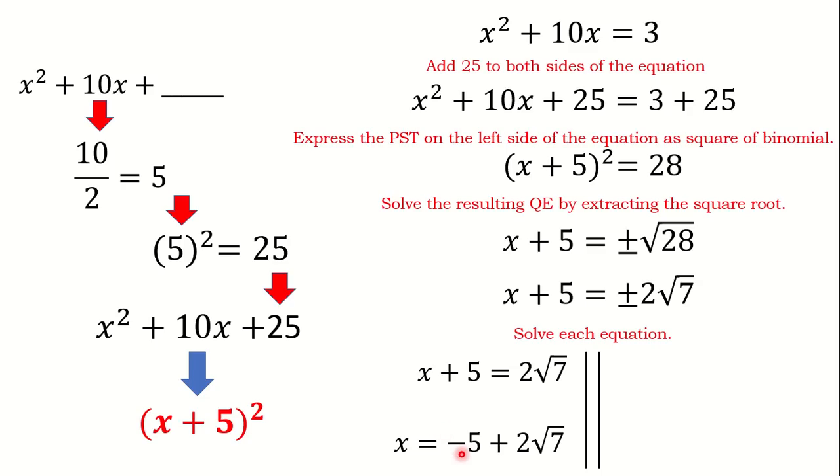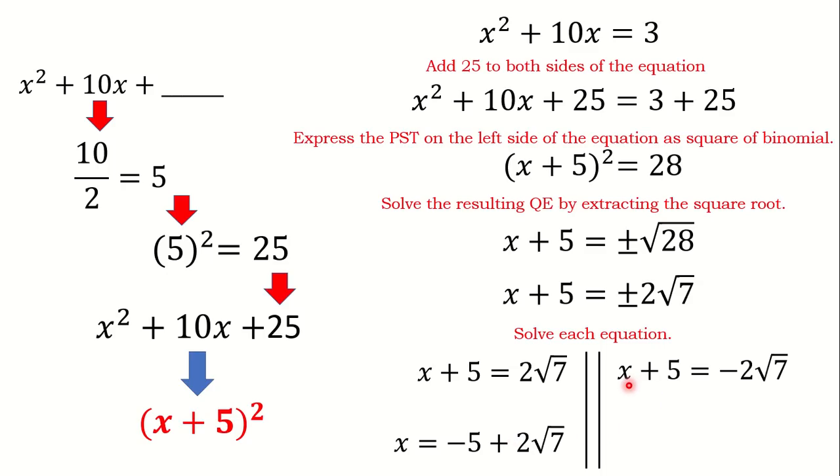Hindi pwede natin simplify, no? Hindi pwede i-add si negative 5 plus 2 square root of 7 dahil magkaiba sila. Si 2 ay may kasamang square root of 7. Si 5 wala. So, this is now the final answer. Hindi mo pwede pagsamahin si negative 5 at positive 2. Next.